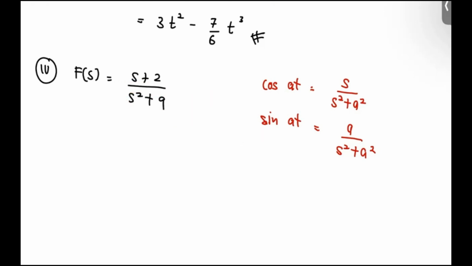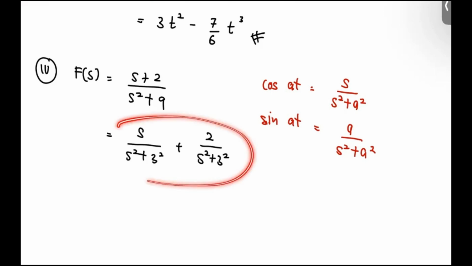But here I have s plus 2. Here only s, here only a. So this fraction, we can break down into two fractions. First fraction, we have s over s squared plus 9, 9 is 3 squared. Another one is 2 over s squared plus 3 squared. If you add these two functions, you will get the original one.